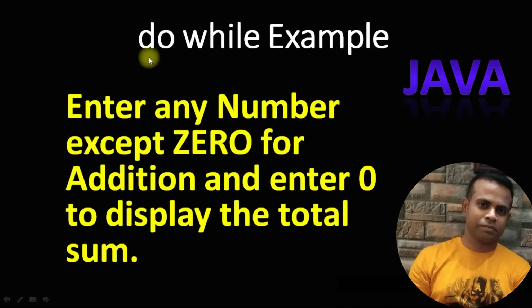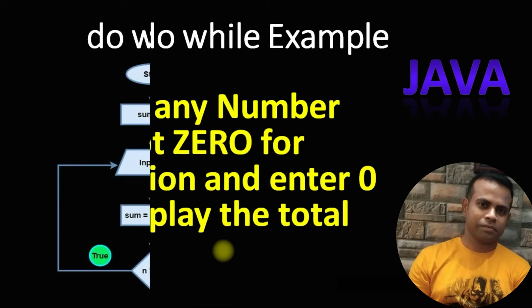Now let's create an example using a do while loop, where the problem statement is that the user can enter any number except 0, and based on that we have to collect the numbers and create a logic for summation. Finally, if the user enters 0, it will display the summation of all the entered numbers. So first, check this using this flow.